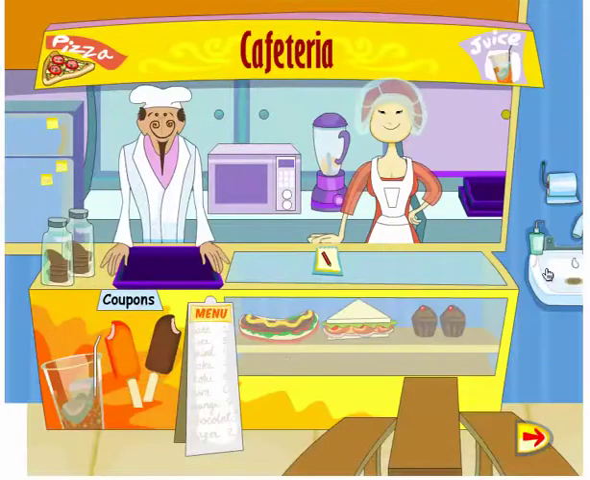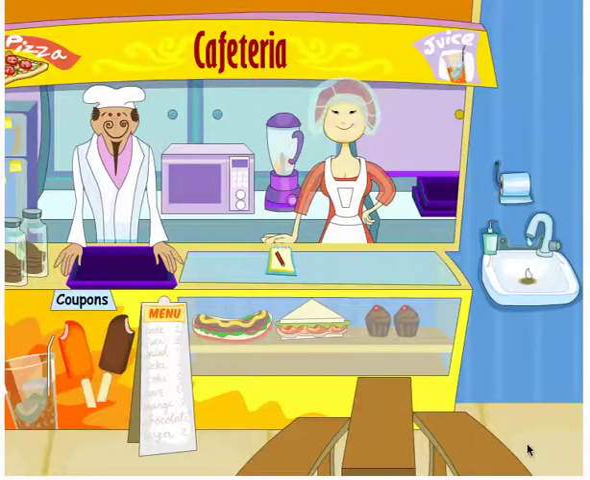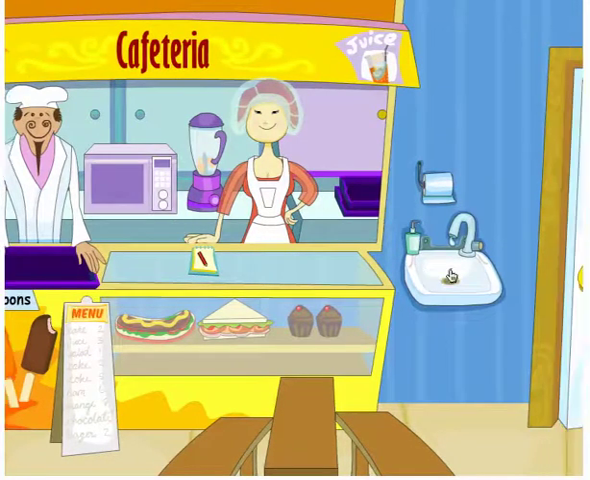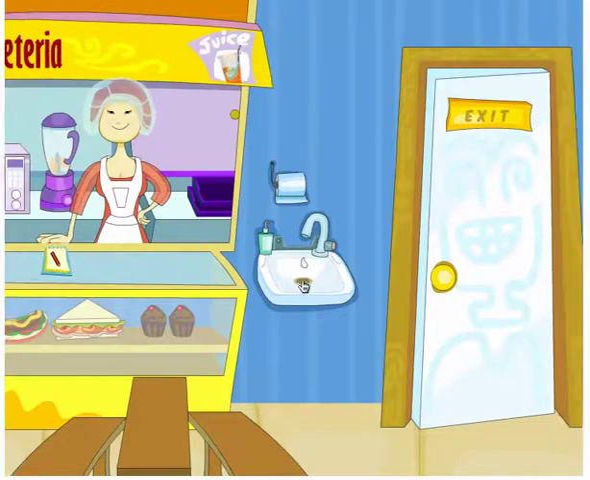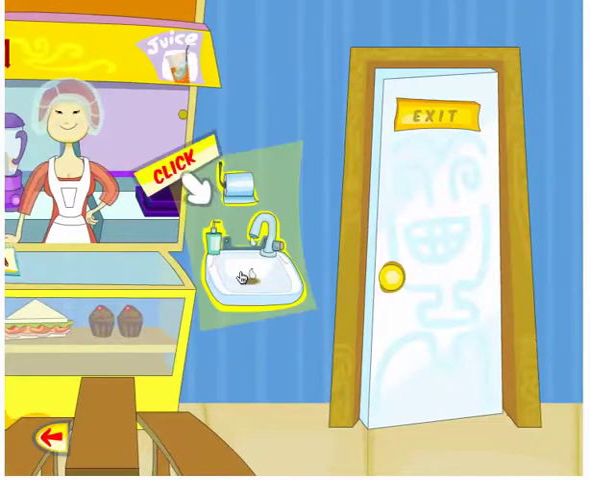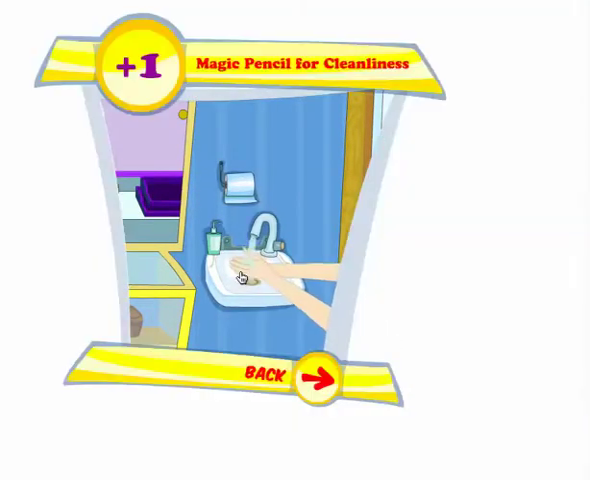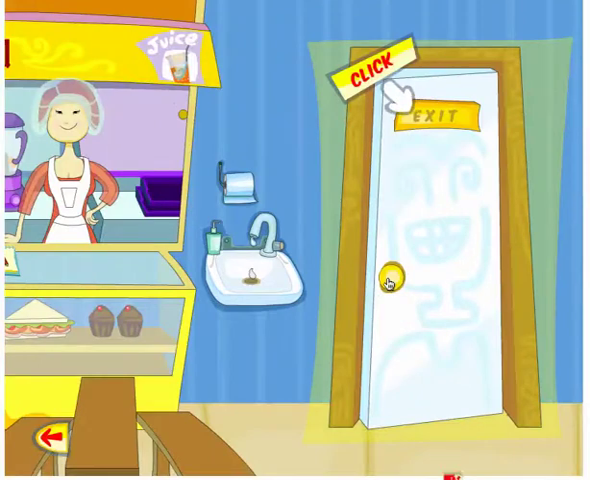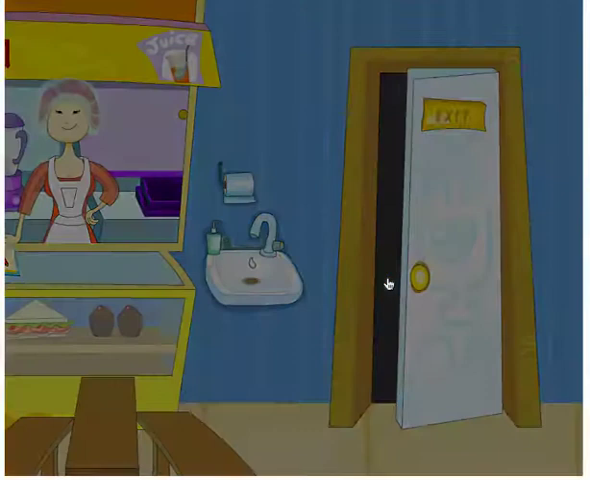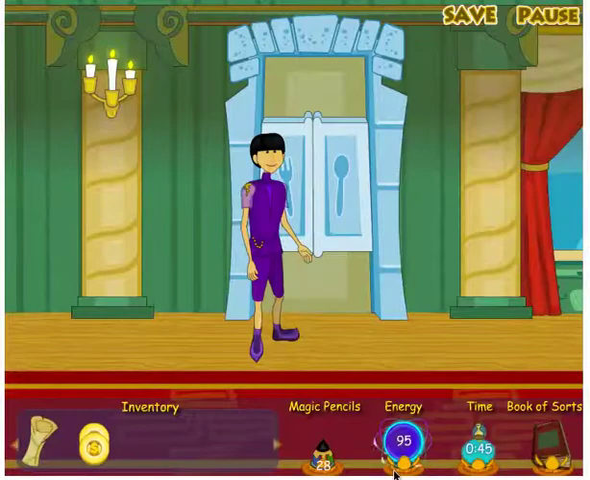Now look here. If I click on the sink, or if I go like this, click the right arrow first, then click on the sink, I get a magic pencil for being clean. I click back. I'm going to exit. I'm back at 95 energy. I'm going to save. I can always go back to the cafeteria to get energy. Remember, never let it get down to 0.